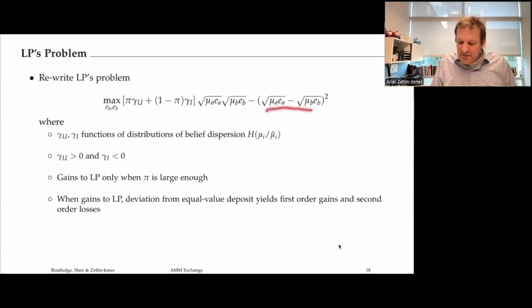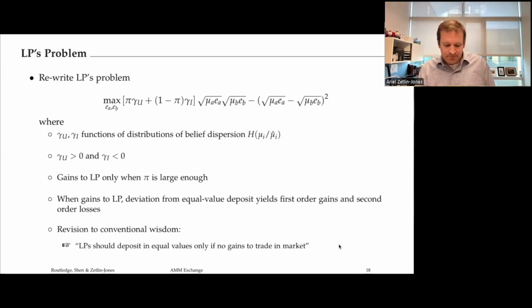We can see a force pushing us towards that effect. You want to supply equal value deposits because that minimizes this loss function. The problem is that loss is quadratic. But if this term, the profits from supplying to the market, is strictly positive, then by deviating from equal value deposits, you'll get a first order gain. So I like the math because it says, as long as you can make money by making the market, supplying deposits in equal value is not profitable. You can do better by deviating from equal value deposits.